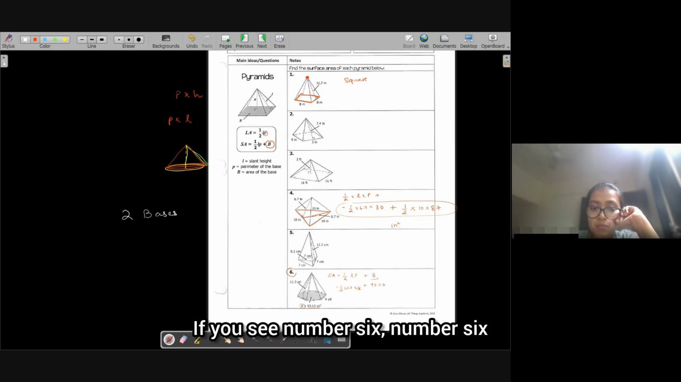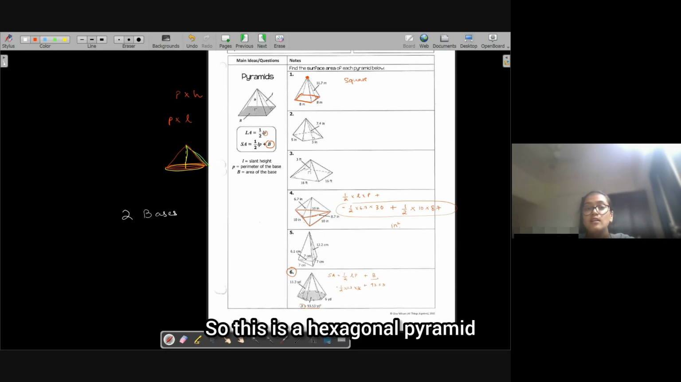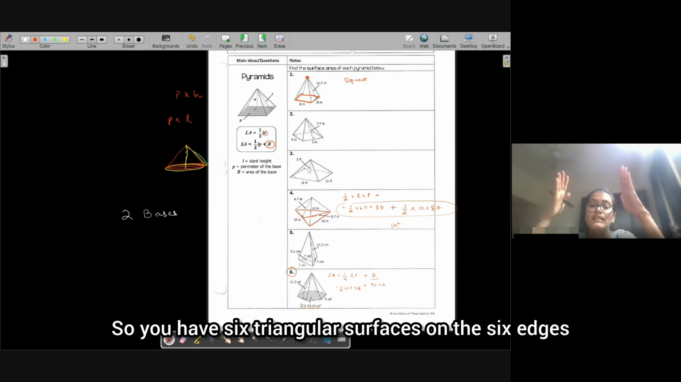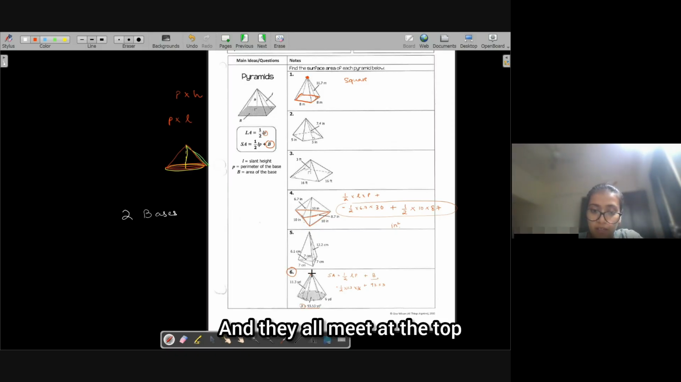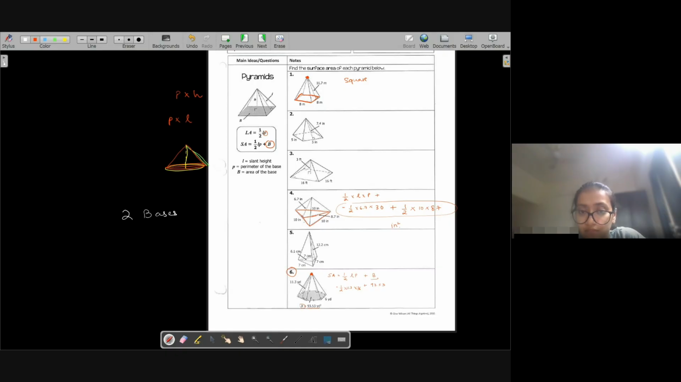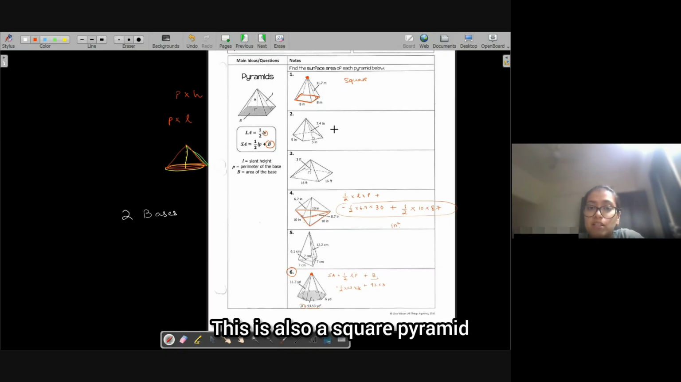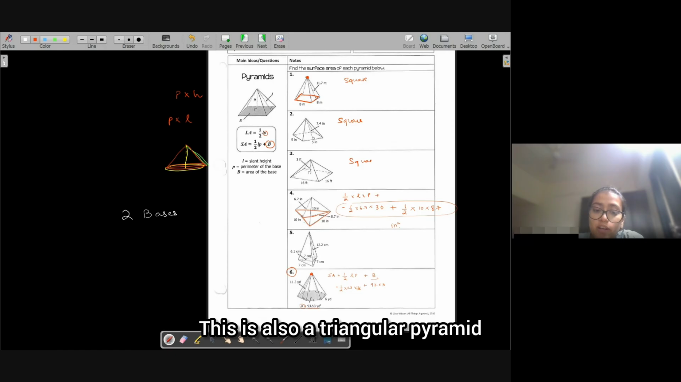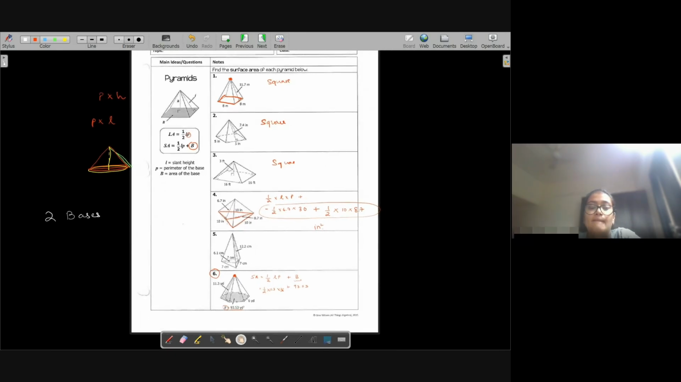If you see number 6, that is 1, 2, 3, 4, 5, 6. The base is a hexagon. So this is a hexagonal pyramid. You have 6 triangular surfaces on the 6 edges, right? And they all meet at the top. So this is a square pyramid. This is also a square pyramid. This is also a square pyramid. This is a triangular pyramid. This is also a triangular pyramid.